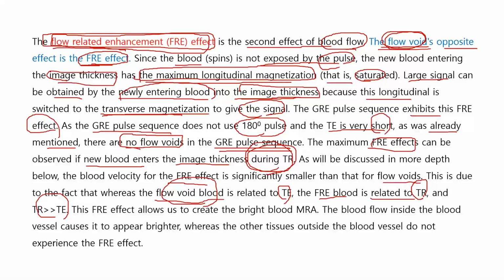This FRE effect allows us to create bright blood MRA. The blood flow inside the blood vessel causes it to appear brighter, whereas the other tissues outside the blood vessel do not experience the FRE effect. So we can get bright blood MRA.